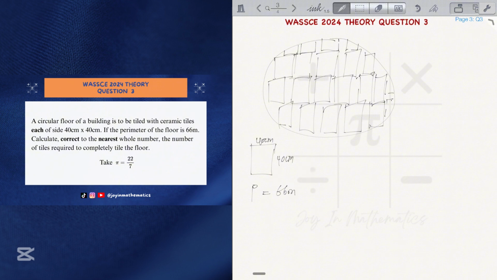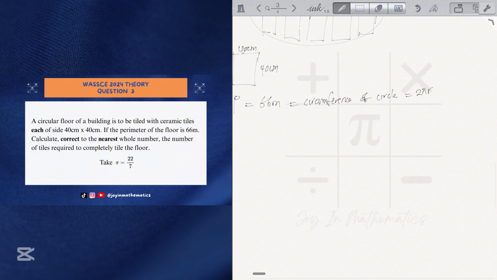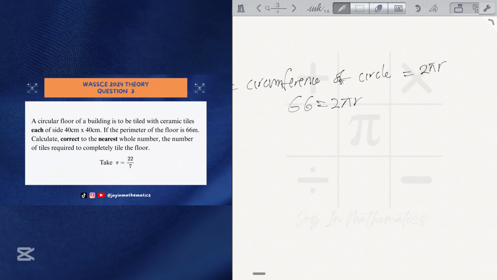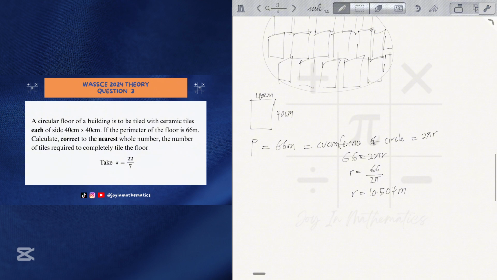Now the perimeter of the floor is equivalent to the circumference of a circle, because it's a circular floor, and the circumference of a circle is equal to 2 pi r. So that means we're saying 66 is equal to 2 pi r. So with this, we can evaluate the radius r. So r is 66 divided by 2 pi, which is equivalent to 10.504 meters. But that's not what we are looking for.